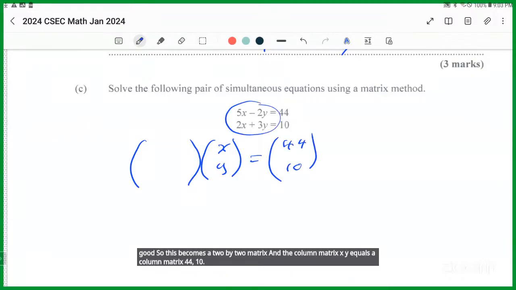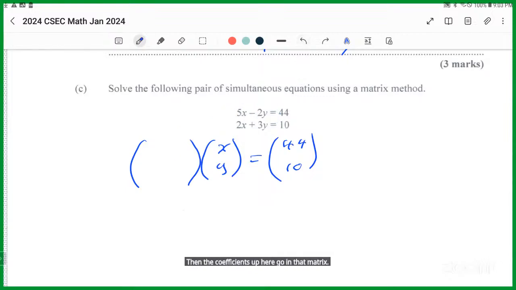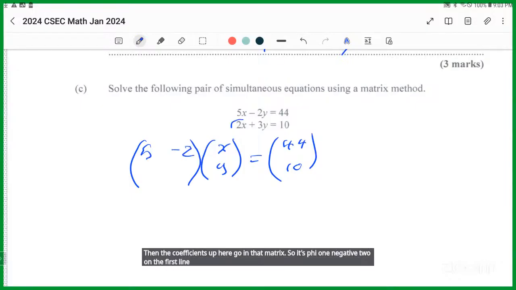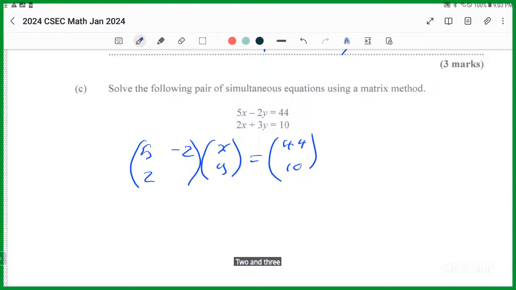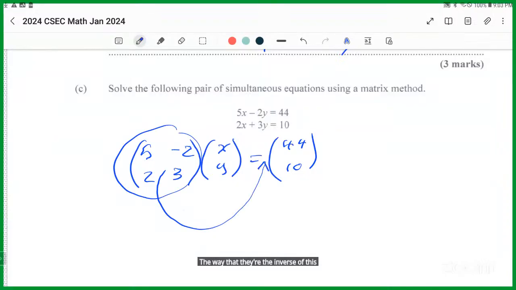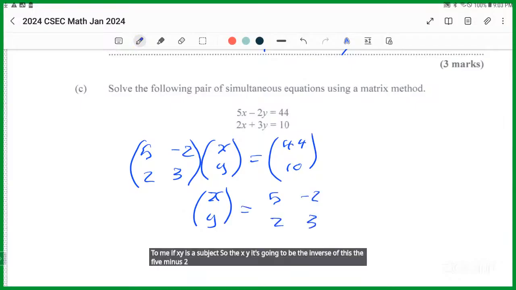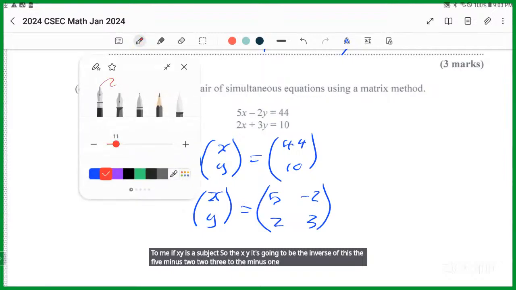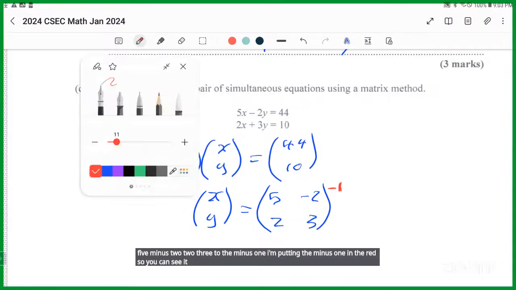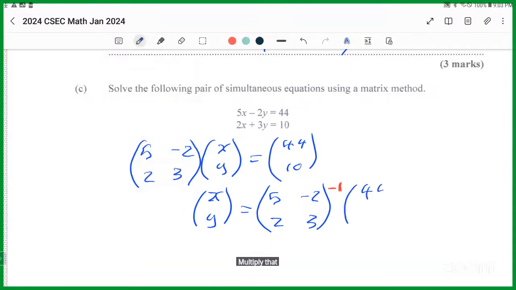Then the coefficients up here go in that matrix. So it's 5 and negative 2 on the first line, 2 and 3 on the second line. That's the matrix equation. So we need to take the inverse of this matrix in front to leave xy as the subject. So xy is going to be the inverse of this matrix, 5 minus 2, 2, 3 to the minus 1. I'm putting the minus 1 on it in red so you can see it. Multiply that now by the 44, 10.